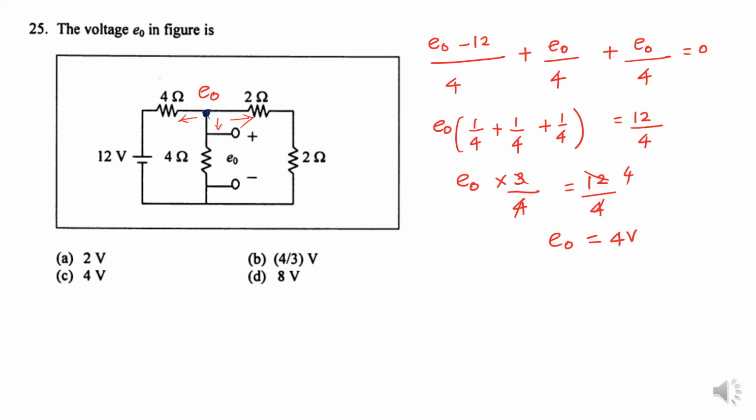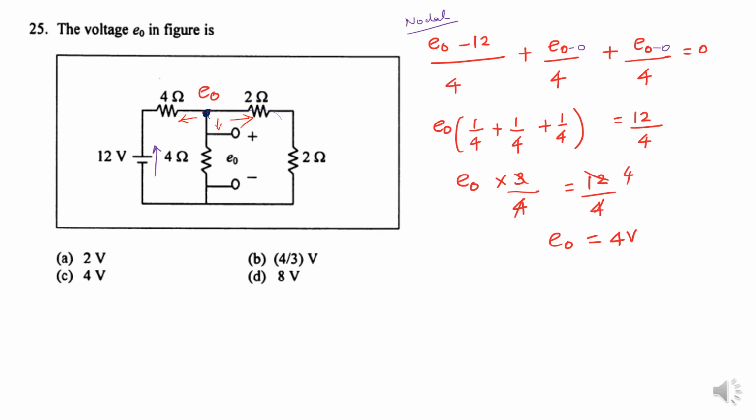So what equation? E0 minus 12. Here it is upward, negative to positive. Both are opposing each other. So apply nodal: E0 minus 12 divided by 4. And then E0 minus 0 divided by 4. This is the second equation for this branch. And for this branch, E0 by 4, the same, E0 minus 0 by 4, equal to 0.